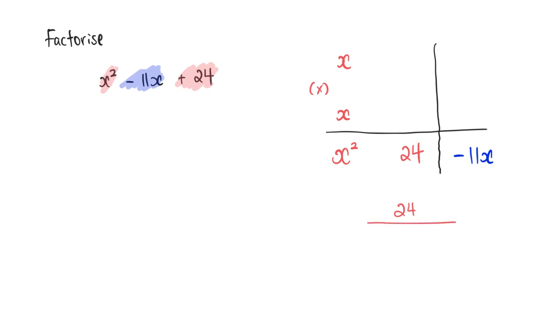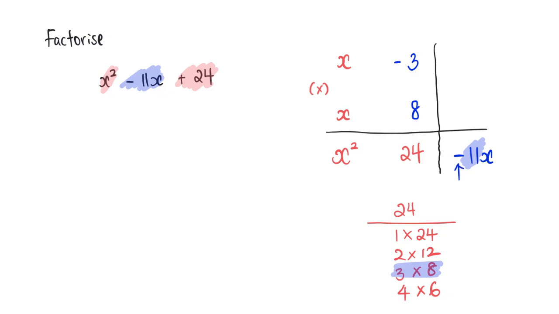As for 24, when I list out all the factors here, I need to select a pair that will allow me to get 11. And 3 and 8 will allow me to do that. Now the question is, how do I get the negative 11?